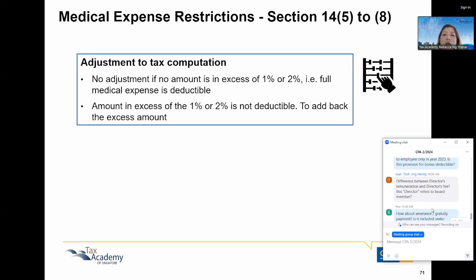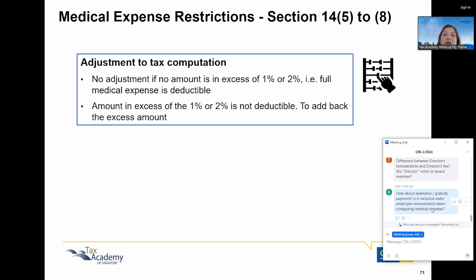Just now I mentioned that medical expenses in excess of the 1 or 2% of the employee remuneration are not allowable for deduction. If the medical expenses have already been included in the profit and loss, we have to add back the excess amount.